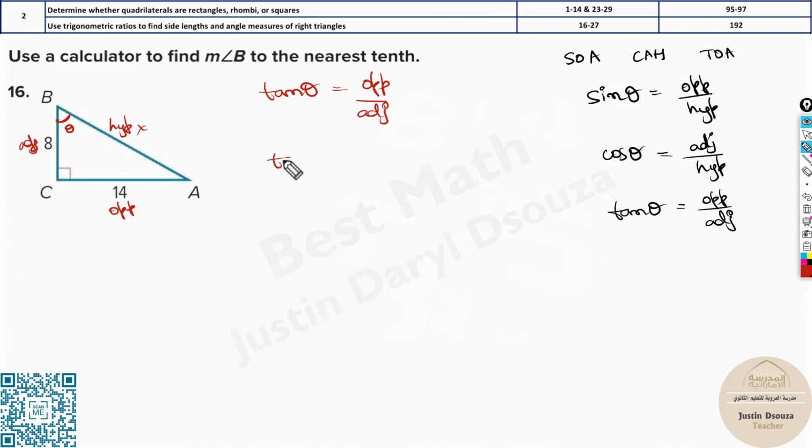So what is tan theta? You can write tan B or anything. Anyways, I'll just keep it as tan theta is equal to opposite, which is 14, divided by 8. Now use a calculator, and to the nearest tenth, that means we have to take tan to the other side. It will be theta is equal to tan inverse of 14 divided by 8. Now you just put it in the calculator and you get the answer.